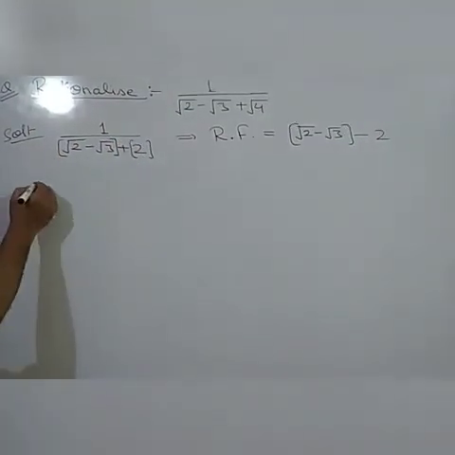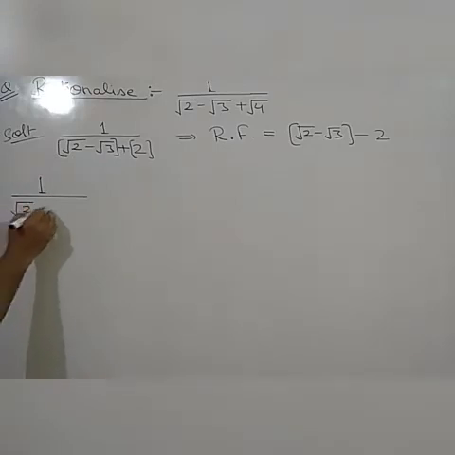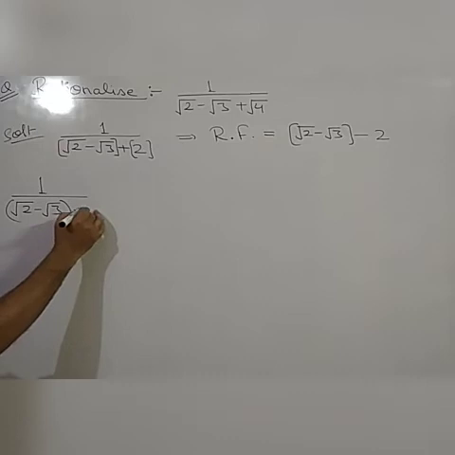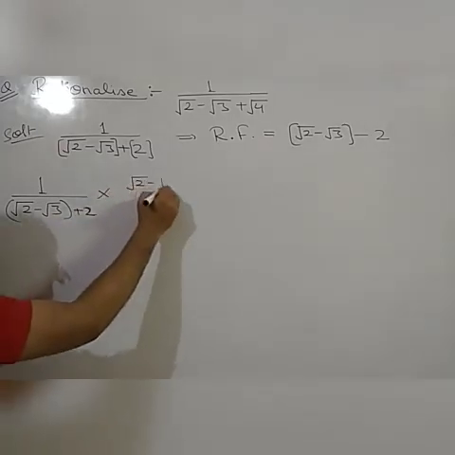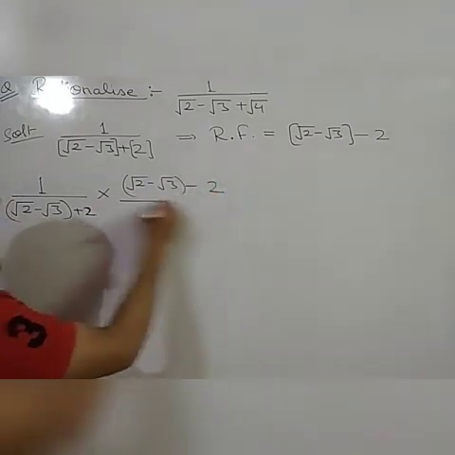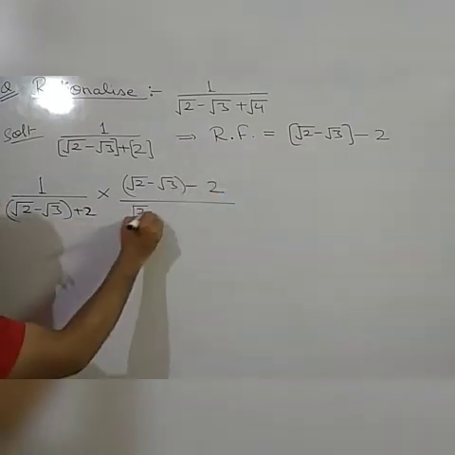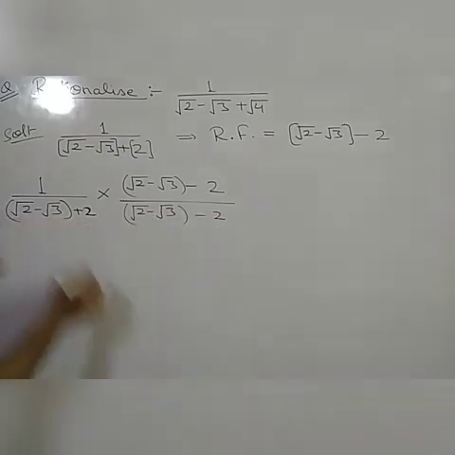Now start solving. So multiply the numerator and denominator. Root 2 minus root 3 plus 2 will be multiplied by root 2 minus root 3 in one bracket and minus 2 in another bracket, upon root 2 minus root 3 in one bracket and minus 2 in another bracket.